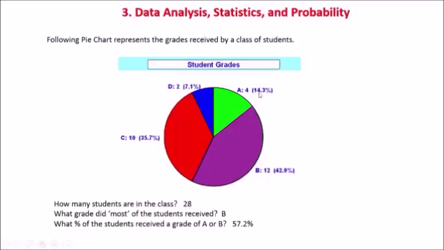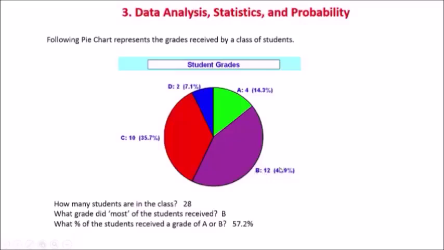And then it says 14.3%. So 14.3% of the class got a score of A, or you can say 4 students got a score of A, okay? Then if you go to the purple part, that's a big one, and here there are 12 students, they got a score of B, right? And in terms of percent, 42.9% of the class got B.